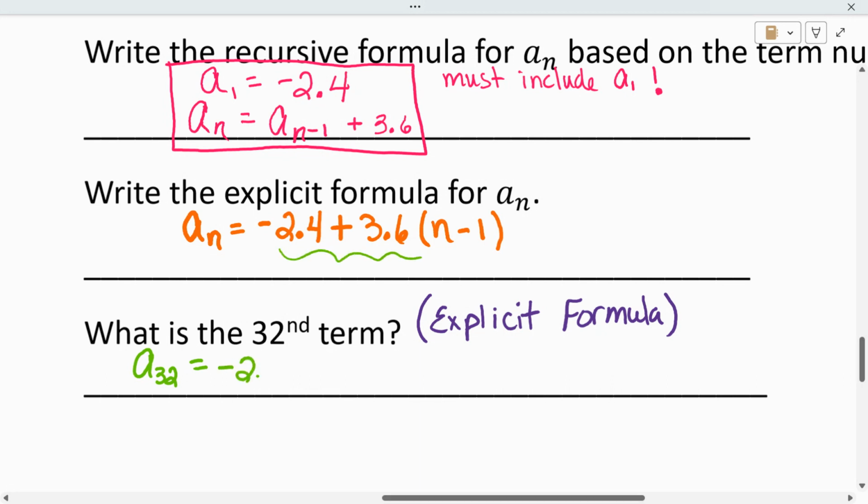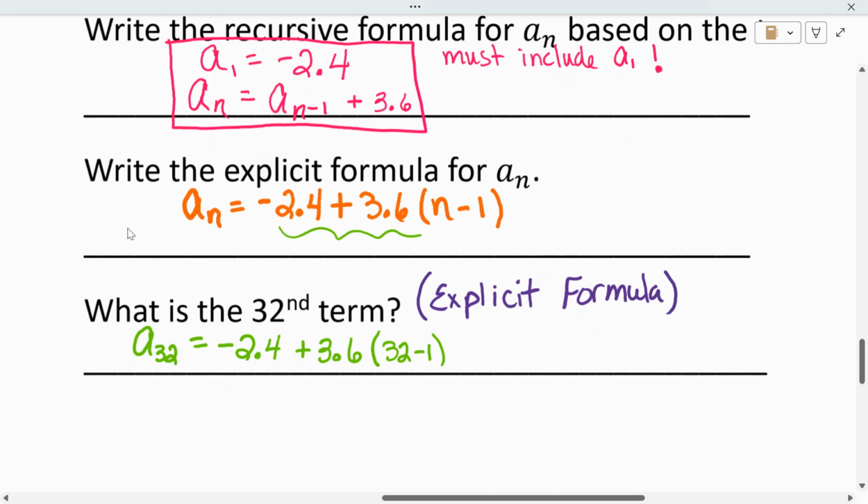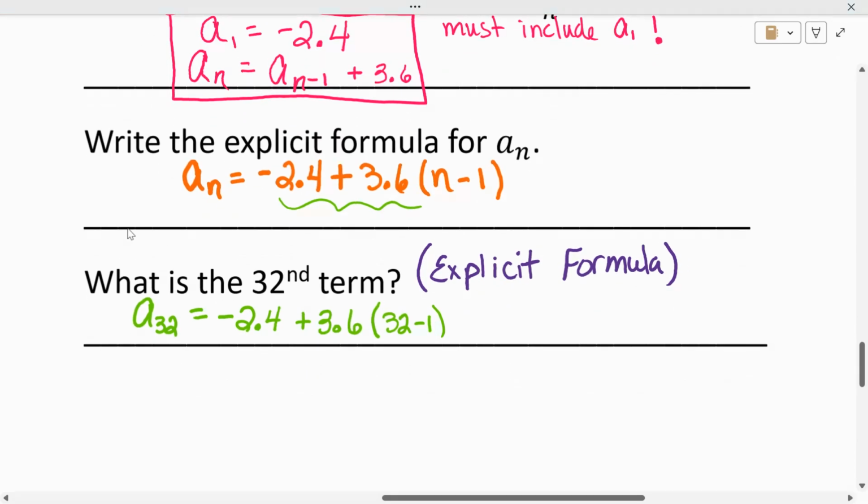Negative 2.4 plus 3.6 times, what is n? 32 minus 1. Well, what is 32 minus 1? It's 31. So I have negative 2.4 plus 3.6 times 31.